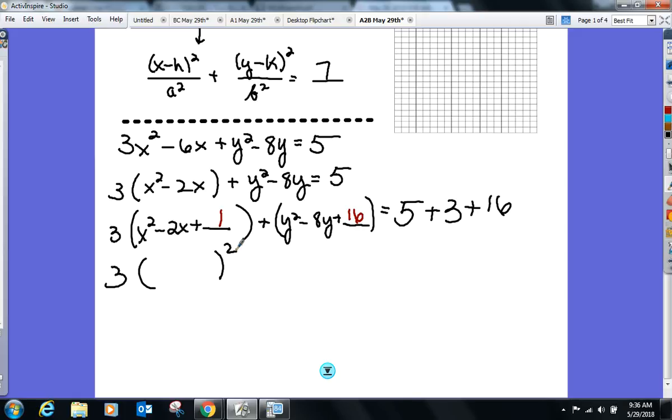And I'm going to make it easy on you. I don't care if you know where it comes from. What was half our b value? That's what that factors into, x minus 1 times x minus 1. That's half your b value. What should the next one factor into? Y minus half your b value?